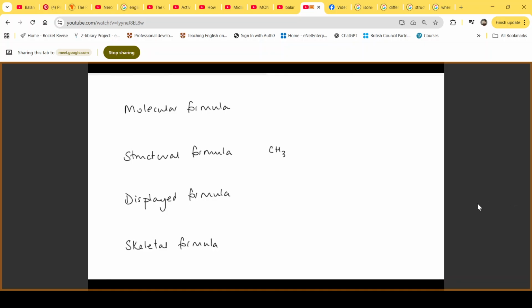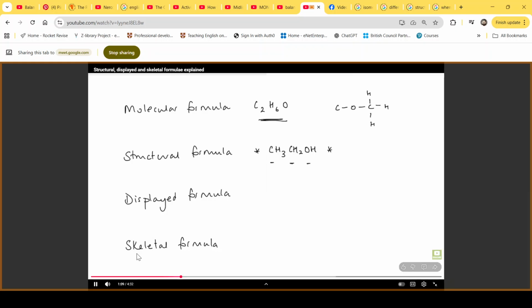Ethanol has the formula CH3CH2OH. And this is its structural formula because I can see the way that the atoms relate to each other. I've got a CH3 group, a CH2 group, and then an OH. Molecular formula would be C2H6O. It just lists which atoms we've got and the number of each that we've got. It doesn't show me how the atoms relate to each other, because C2H6O could be not an alcohol, but an ether. It could be this molecule here.